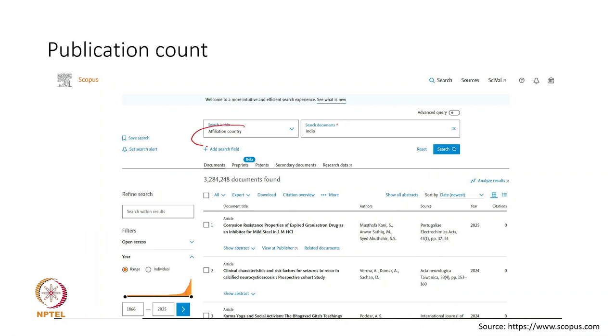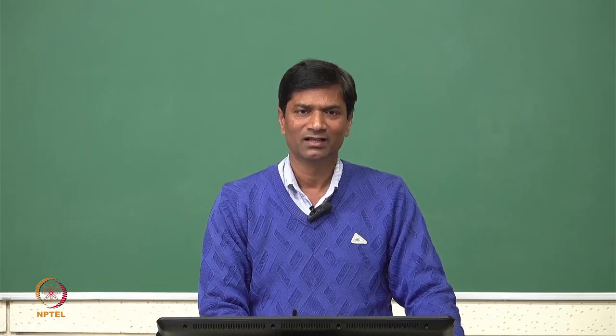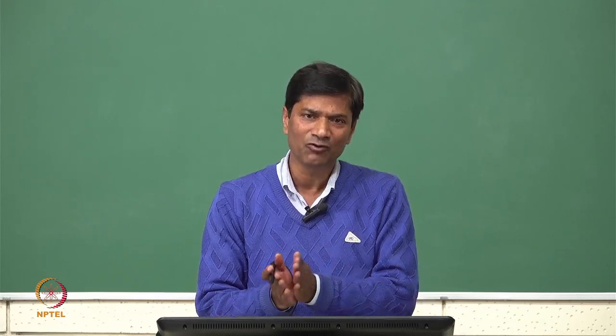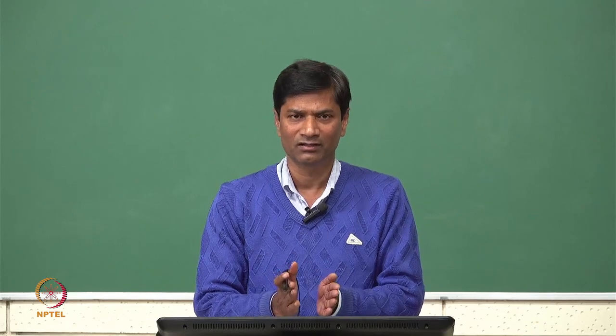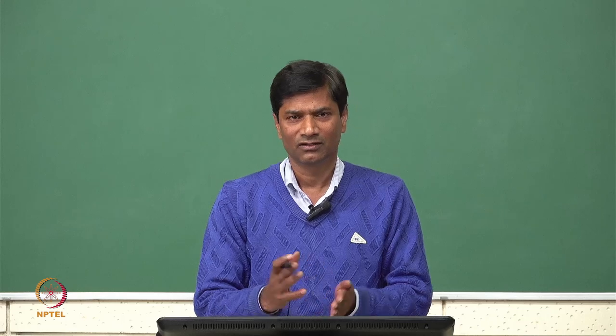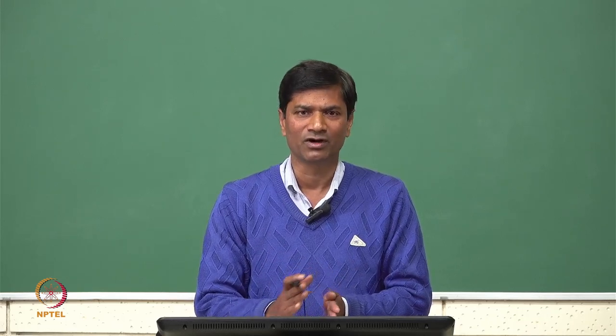If we are taking the affiliation country as India and find out the total publication from India indexed in Scopus in the range of 1866 to 2025, then we come to know more than 3.2 million documents were published from India during this period and are indexed in Scopus. That means we are analyzing the output of India within a particular period. This number would be higher in reality, because all the documents published from India during this period are not covered under Scopus.